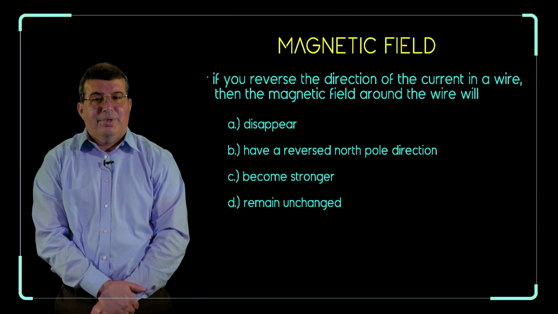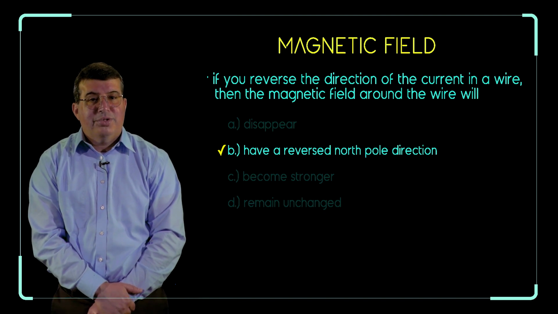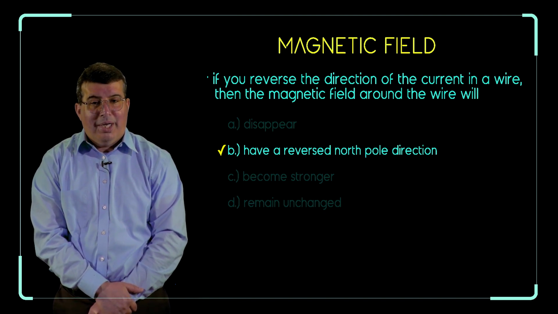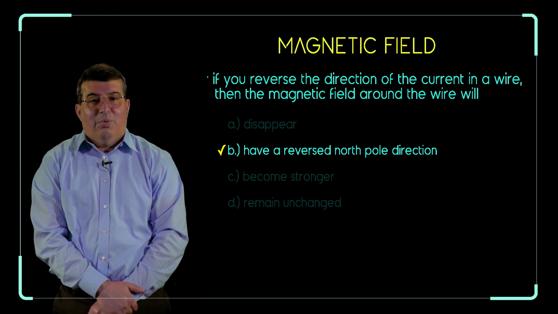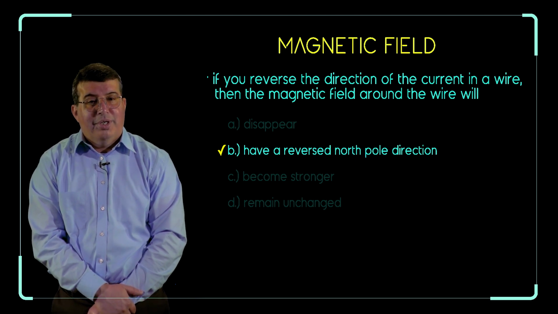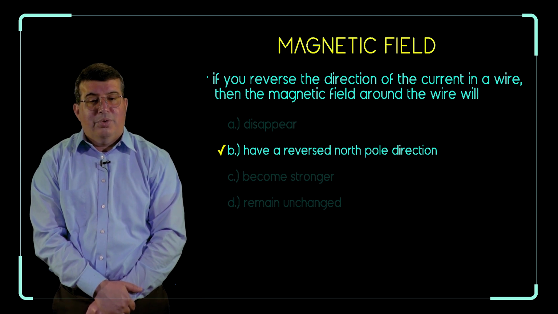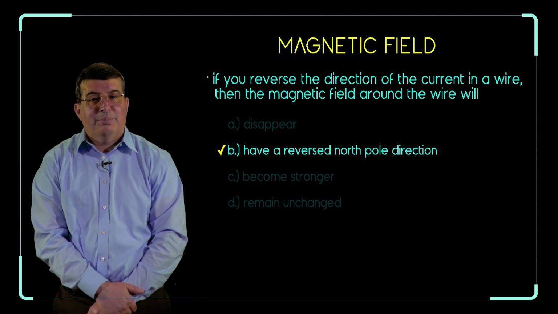The correct answer is B, have a reversed north pole direction. So if you reverse the direction of the current in a wire, then the magnetic field around the wire also reverses. If you were to take a wire and turn it around so that the current flows in the opposite direction, the magnetic field will turn around with it. So that will reverse your north pole and your south pole. So the correct answer is B, have a reversed north pole direction.